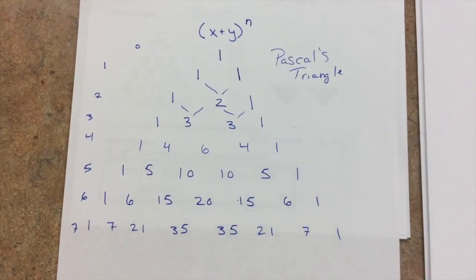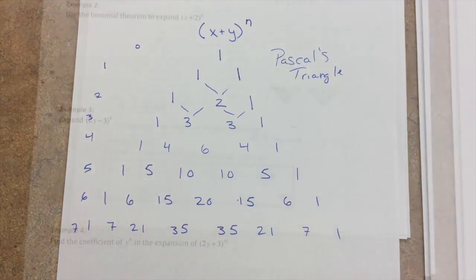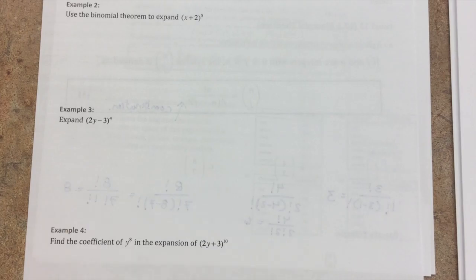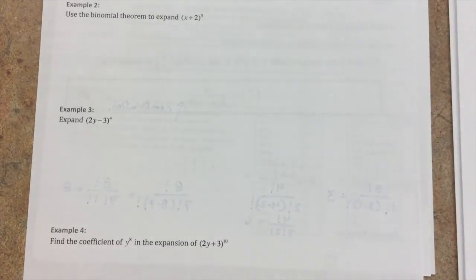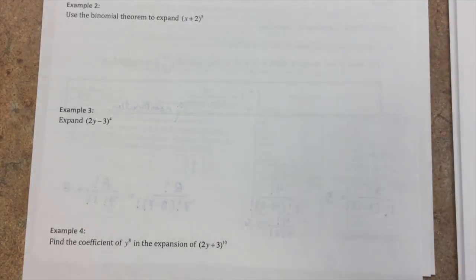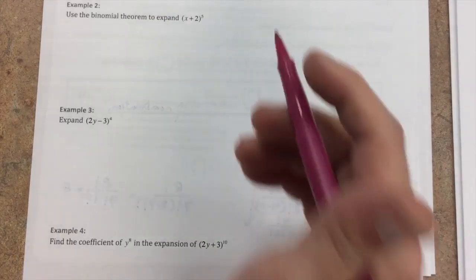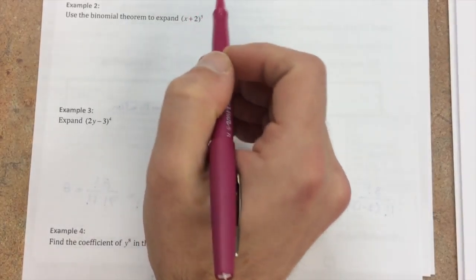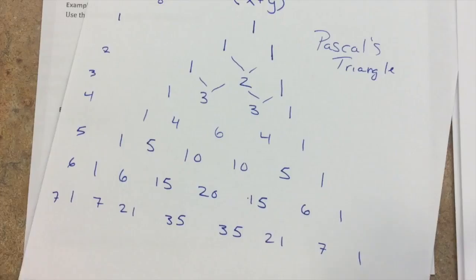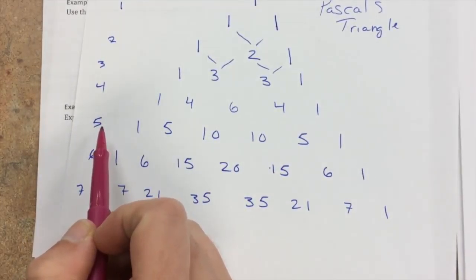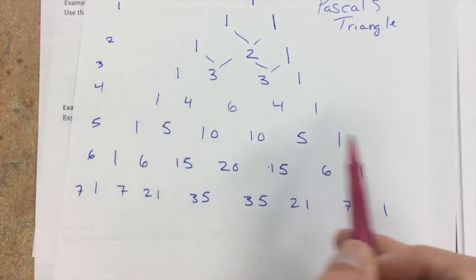What I really do want you to know is Pascal's triangle and how to create it. So we're going to try with example 2 and example 3 to use the binomial theorem to expand out these two binomials. Before, you would write it 5 times and then FOIL it each time. This is supposed to make your life a lot easier. So this is to the 5th power. If you go to the 5th column, we are going to be using these coefficients.